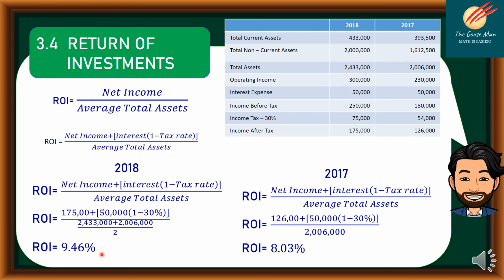In 2018, it appears that there was a 9.46 cents return for every 1 peso invested on the assets of the merchandising business. However, in 2017 operations, the return was only 8.03 cents for every 1 peso investment on assets.